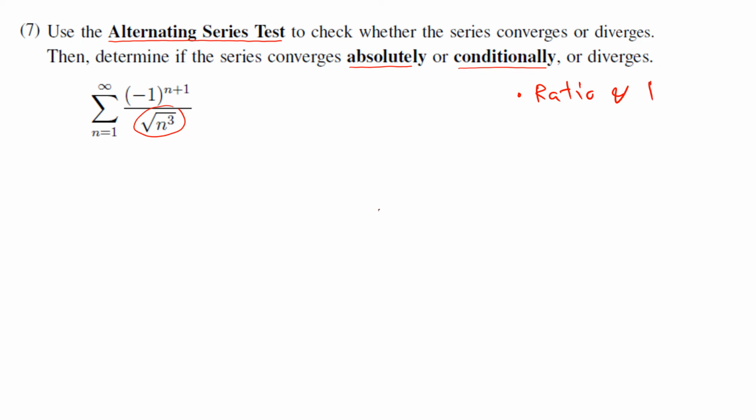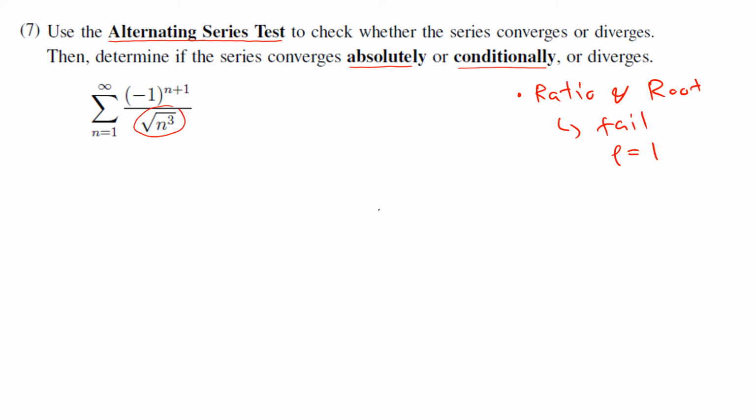The ratio and root tests fail. If you try to use those two tests, you can see that you get rho equal to 1. Okay, so why do they fail? You get rho equal to 1, which is the inconclusive situation. So what we're going to use is the alternating series test, especially when you have alternating terms, because that's sometimes much quicker compared to other tests.